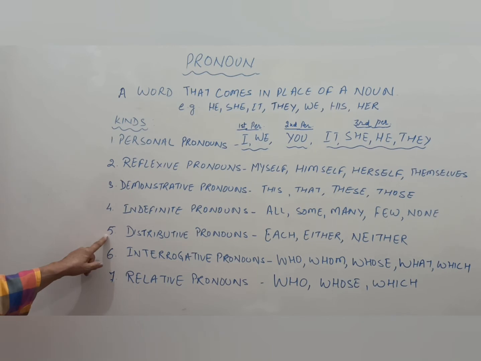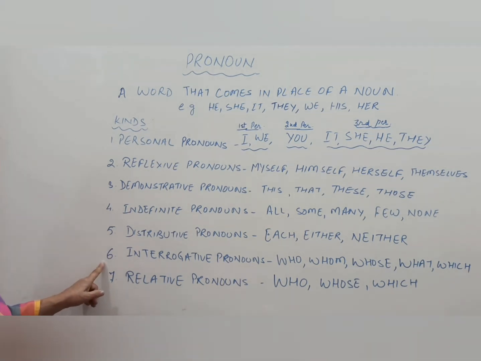Then the fifth kind is distributive pronouns like each, either, neither, etc. Sixth is interrogative pronouns, which ask a question: who, whom, whose, what, which. Seventh is relative pronouns, that is, which relate. For example, who, whose, which.